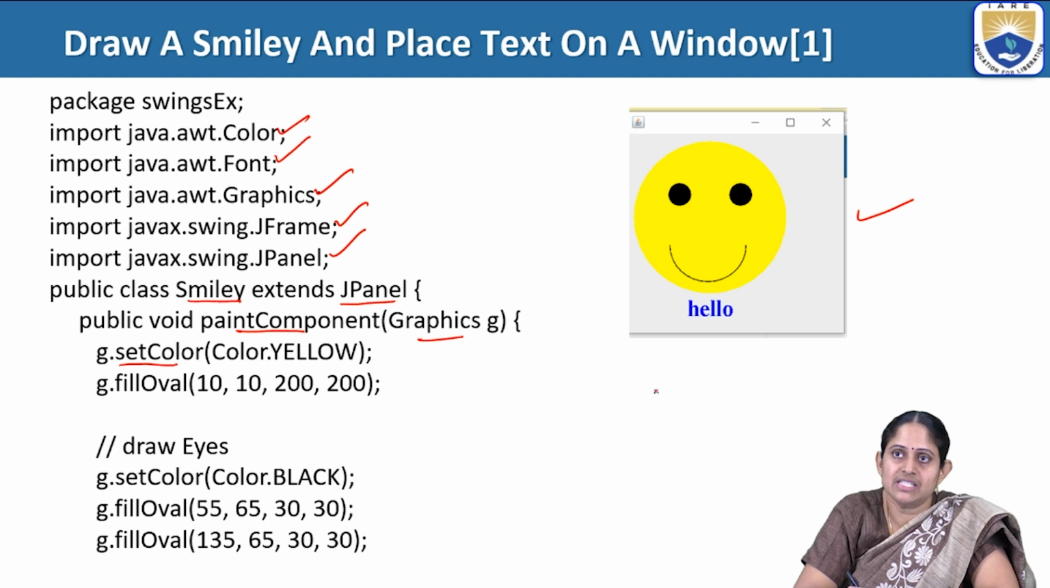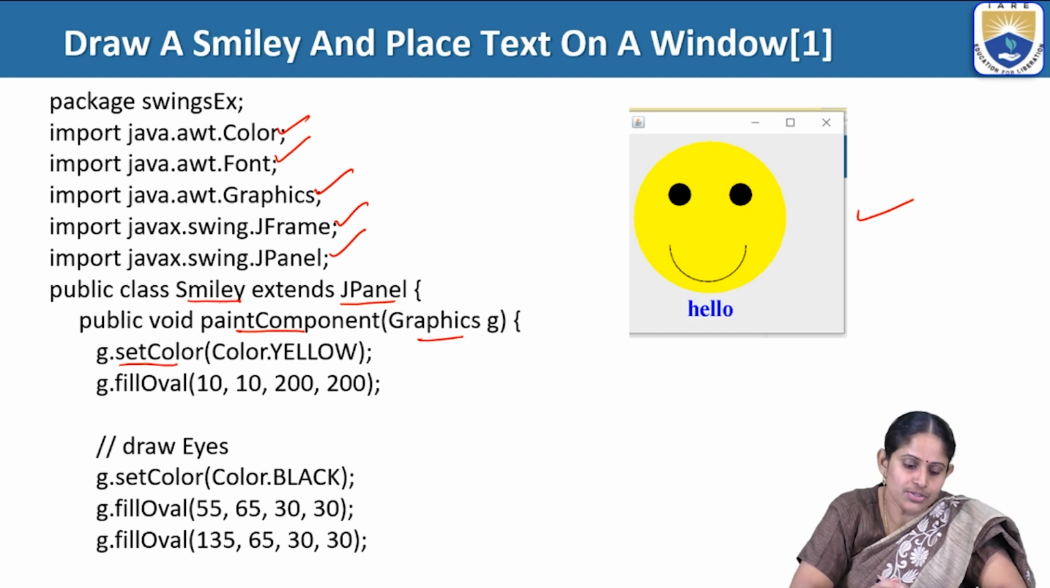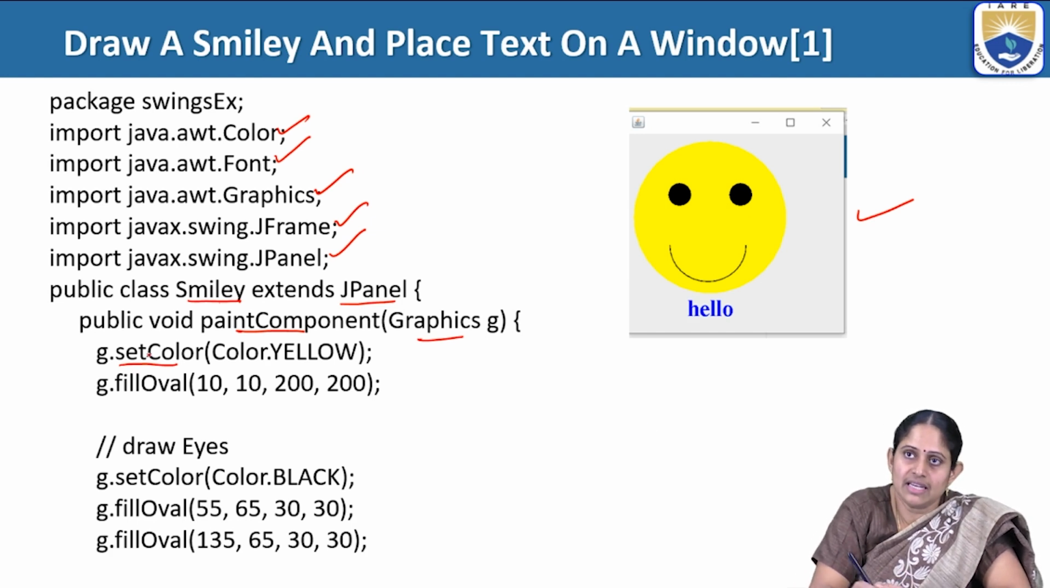Generally our smiley face will be yellow in color. So to get a smiley face, the face should be yellow in color, and it is circular. So first we have to set the color of that object, and then we call the fillOval. So the fillOval method will draw an oval which is of yellow color.